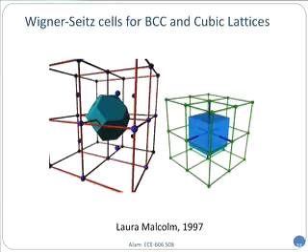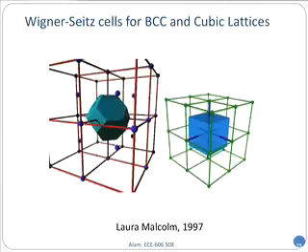Okay, and let me conclude with this. The Wigner-Seitz cell for BCC and cubic lattices. One thing I want to point out, these 14 cells that you saw were not necessarily primitive cells. These were the cells that were easiest to deal with. But if you wanted a primitive cell, then you should do it as has been done here.